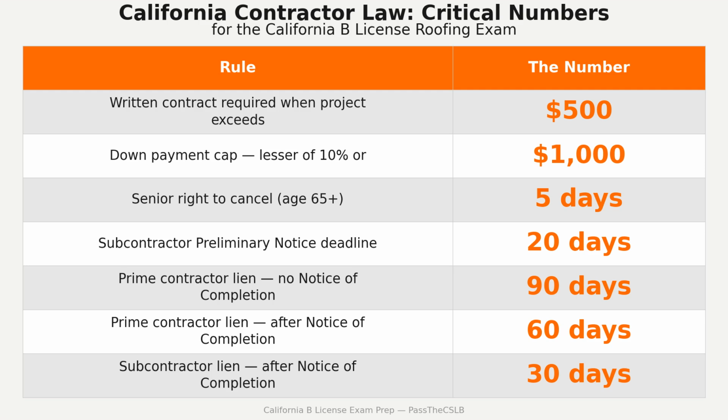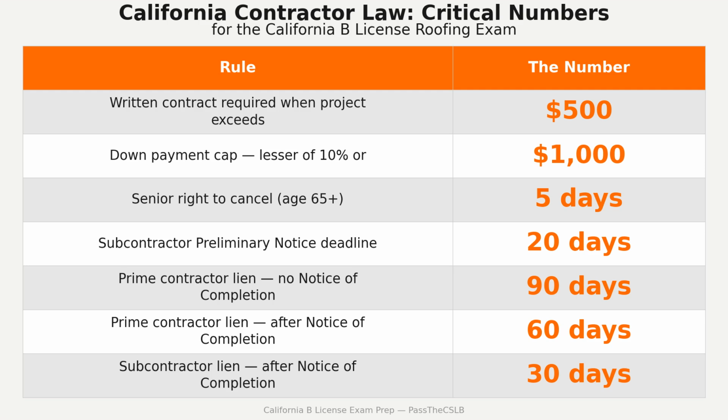90, 60, 30 on the lien. The prime contractor has 90 days to record a mechanic's lien after project completion, with no notice of completion filed. If the owner files a valid notice of completion, the prime contractor's window shrinks to 60 days and the subcontractor's window shrinks to 30 days.